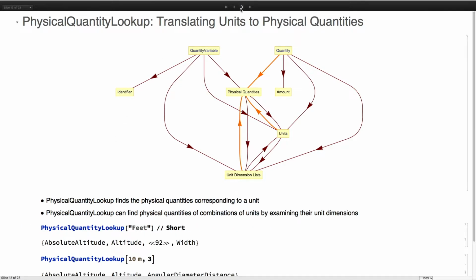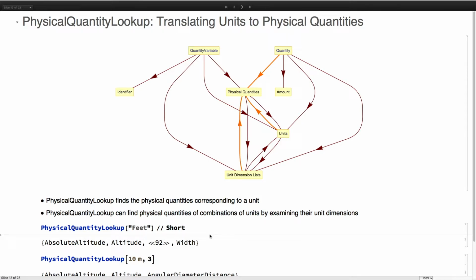So that leaves us with the missing piece. How do we get from units back to dimensions? Because we can go from physical quantities to units, how do we get back again? And that's the function that we're in the process of developing, which we're calling physical quantity lookup. So that will take a quantity or a unit or a combination of those and return a list of physical quantities.